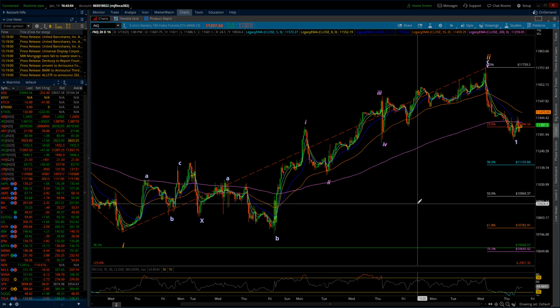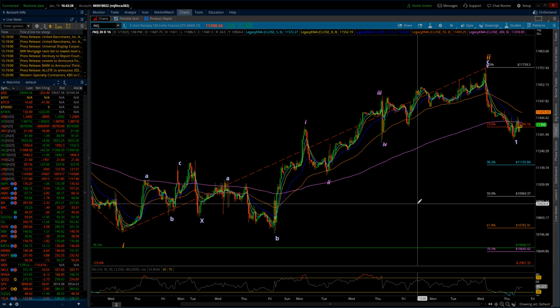So I've updated the Elliott Wave labeling, and it does appear that we have now completed minute wave 1 of the beginning stages of our minor third wave, which is again a part of an intermediate third wave. So big picture down to the little picture.